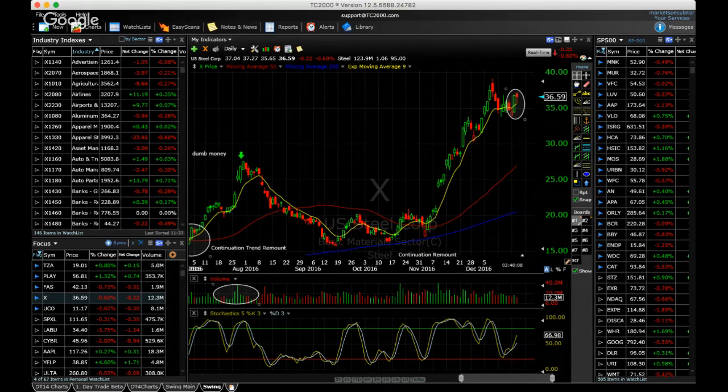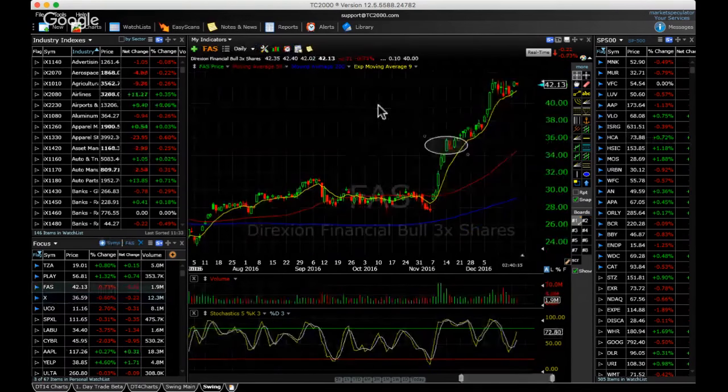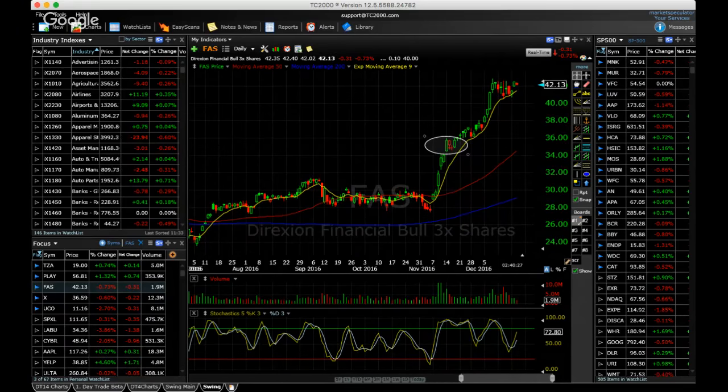This is what you should be looking for after the initial momentum move. Now let's take a look at financials. That's FAS. Same type of pattern here. Huge run post-election, pretty much a straight line except for that little consolidation. Now we got the first real big consolidation over the last couple of weeks, right in here between 40 and 42. Again, we tested that 9 and we showed strength and got to the top of the range here.